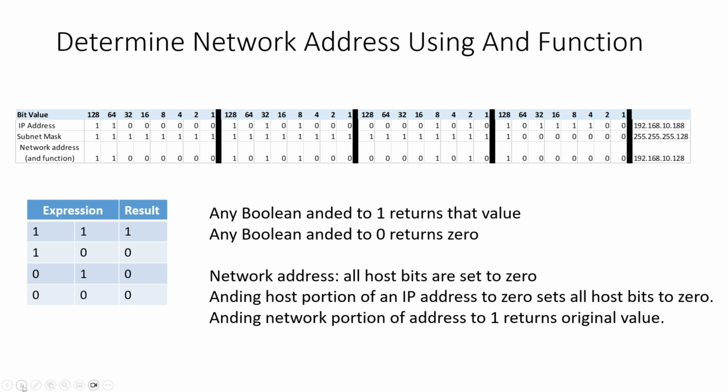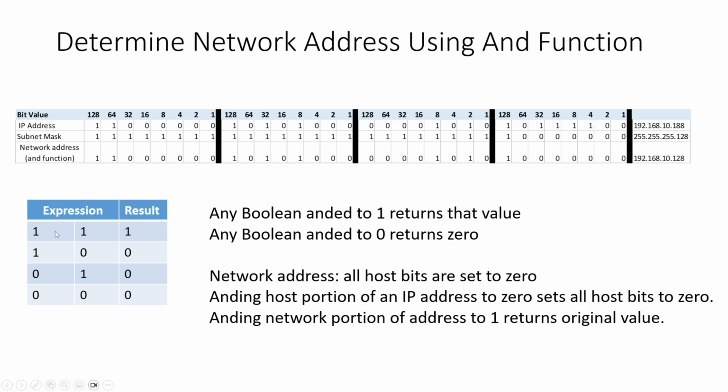Now this is an example of the AND function used for determining the network address of an IP address. So if we take the IP address and we put it into binary, and then we put the subnet mask in binary as well, if we AND the IP address to the subnet mask, we're going to return the network address. Now let's take a look at how this works.